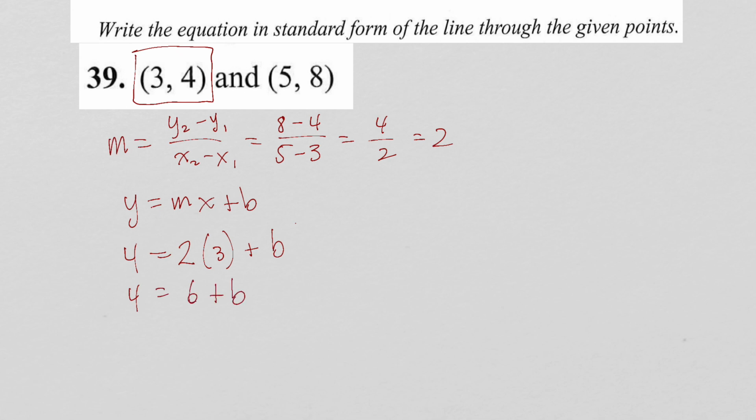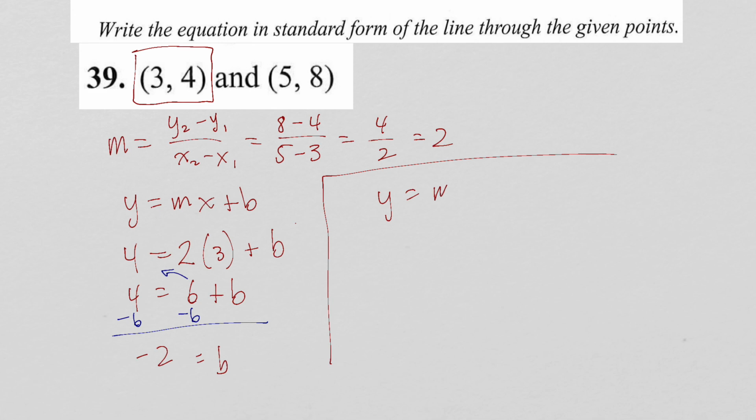I'm going to move my 6 over to the left by subtracting it. And I'll get b is equal to negative 2. Now, I'm going to go back to y equals mx plus b. And I have my slope and I have my y-intercept. So I'll put y is equal to 2x, b is negative 2. If the problem said to put it in slope-intercept form, we're done here, but it wants standard form.